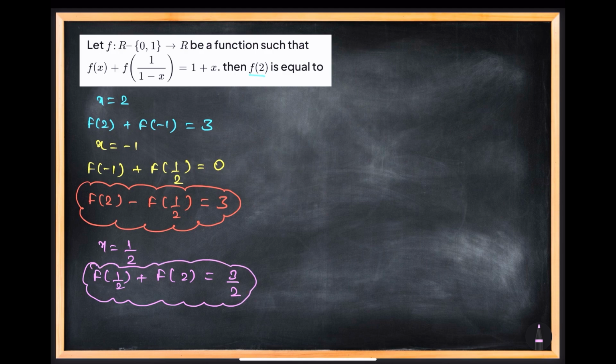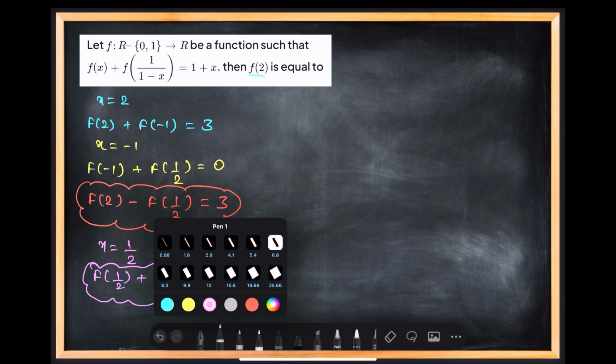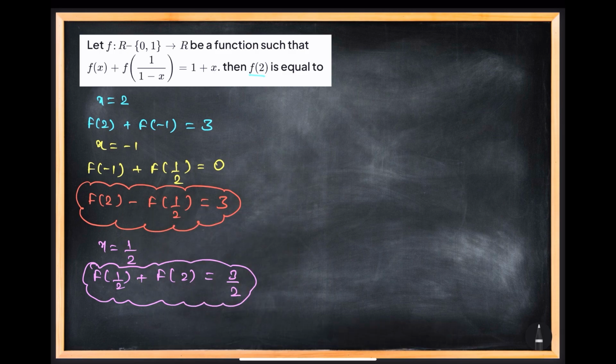You are having a problem with f(1/2). So what do you think? If we add these two equations, don't you think we will be left with only f(2)? So we got 2 times f(2) is equal to 3 plus 3/2, which is 9/2. So we got the value of f(2) as 9/4. I hope you got the idea that we have to rely on our intuitions and things will keep on going in the correct direction. Okay.